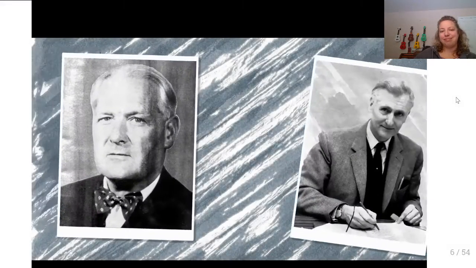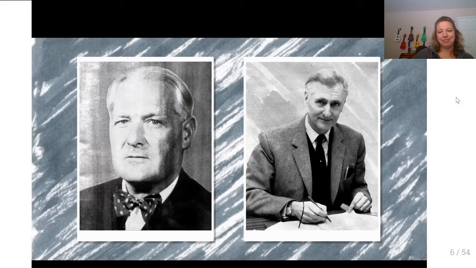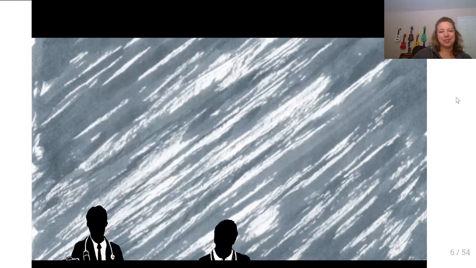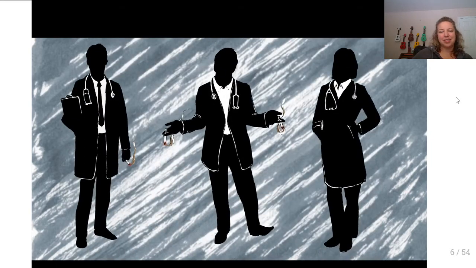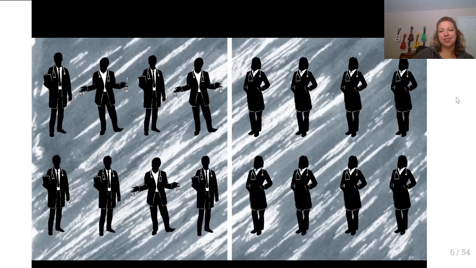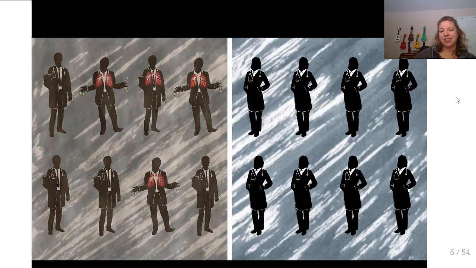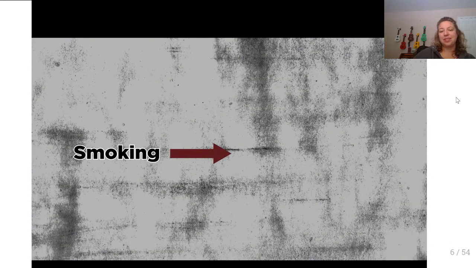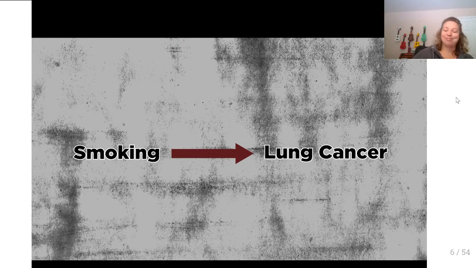In 1951, two British epidemiologists named Richard Doll and Bradford Hill began a study comparing British doctors who smoked with doctors who did not smoke or who quit smoking. They found an association between smoking cigarettes and lung cancer deaths, and also that those who smoked more cigarettes had a higher risk of dying from lung cancer. Not everyone was convinced that these associations proved that smoking causes lung cancer.